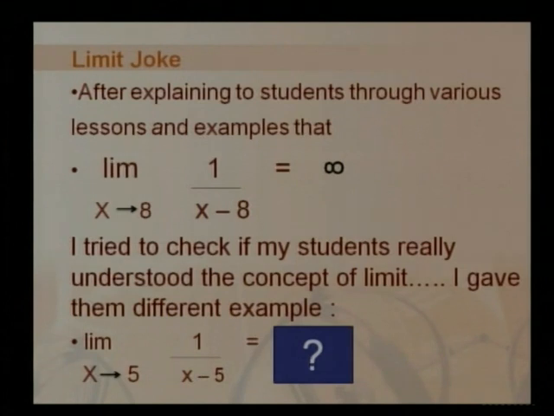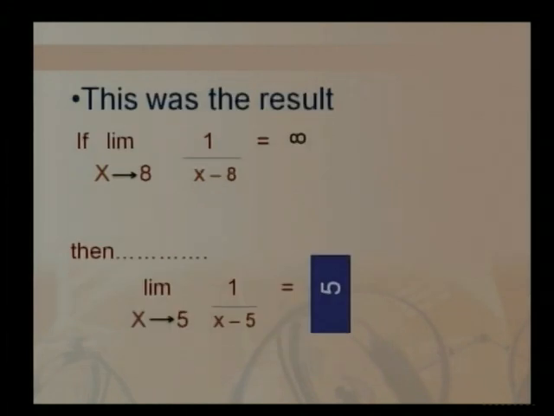It's a very nice joke on limit. After explaining to students through various lessons and various examples that the limit as x tends to 8 of 1 upon x minus 8 is obviously infinity, I tried to check whether my students really understood the concept of a limit or not. I gave them a different example: the limit as x tends to 5 of 1 upon x minus 5 is equal to what? Can you guess what the answer of my students was? Thank you.